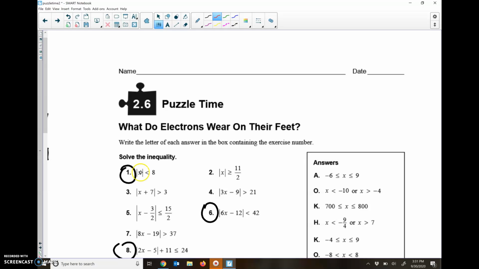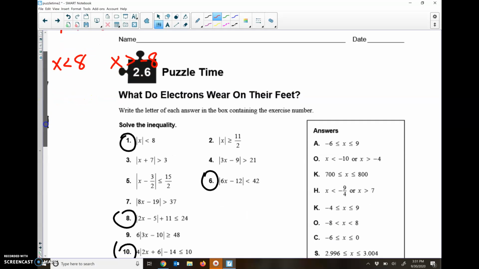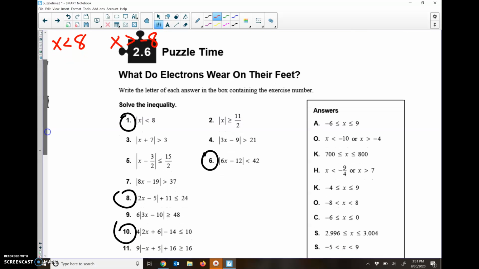Like number 1, I got the absolute value of x is less than 8. So remember, when I have my absolute value by itself, which it is in this problem, I can write my two equations. One just like normal, x is less than 8. And then remember, for my second one, I'm going to flip the sign and make my answer negative. So x is less than 8 and x is greater than negative 8. So it's going to look like letter O here.